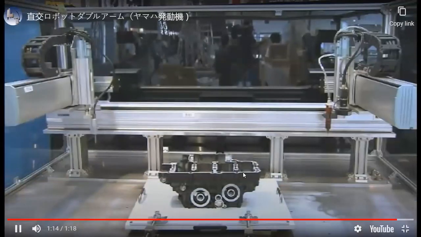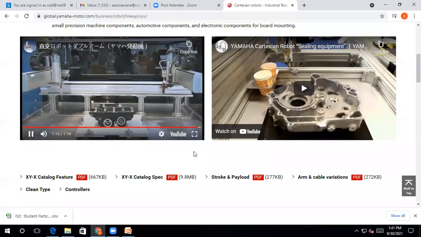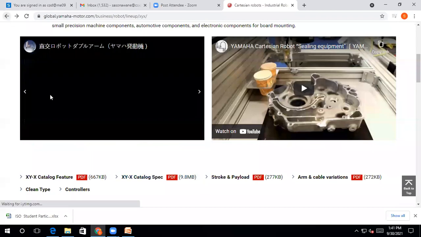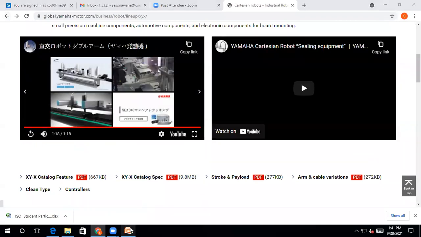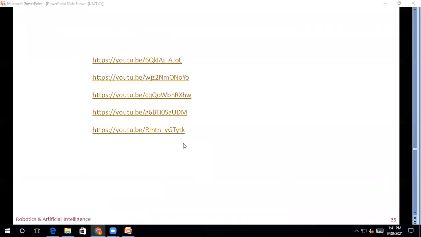Okay, this is nothing but coordinate system robot. Now we will go to the next.